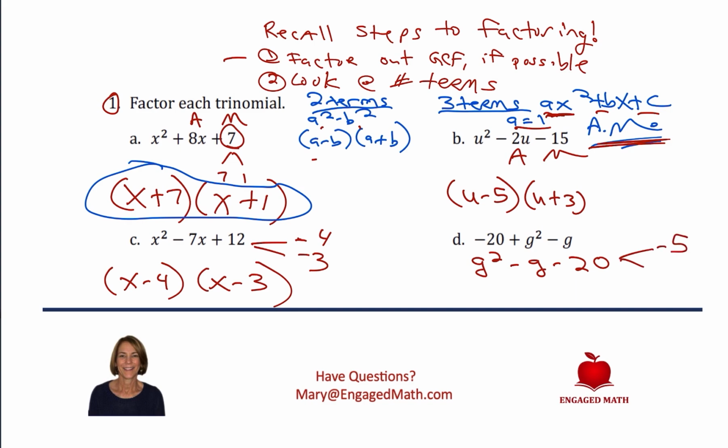So the two numbers that work are negative 5 and positive 4. I know I'm not giving you a lot of time to think about it, but you can certainly turn off the video and work them through on your own. And what we get is G minus 5 and G plus 4, and we have factored all four problems.